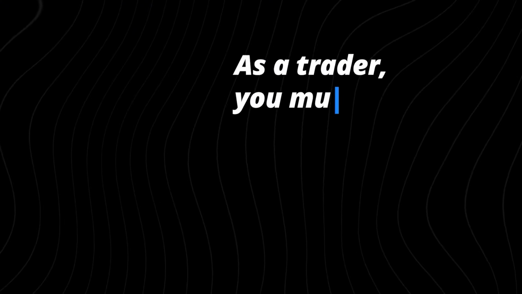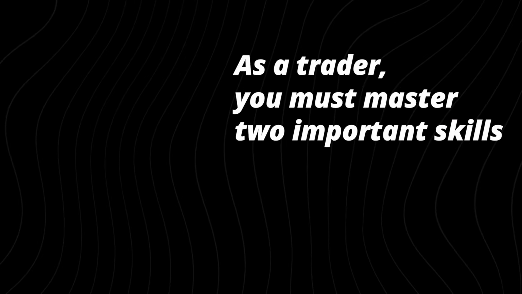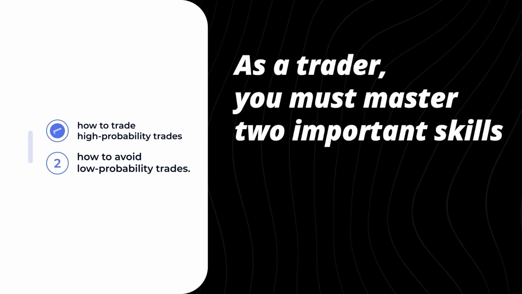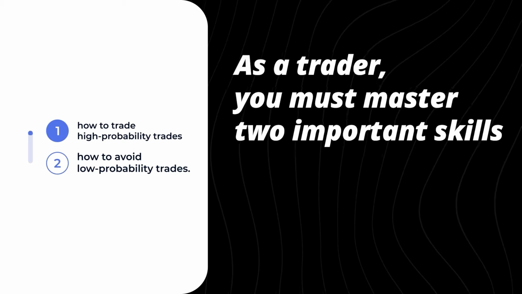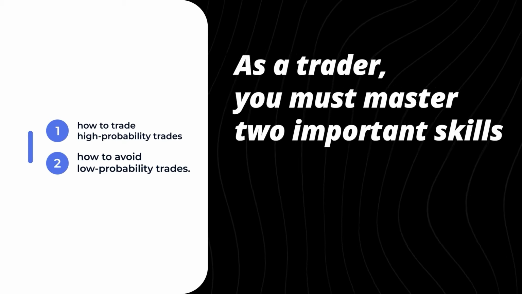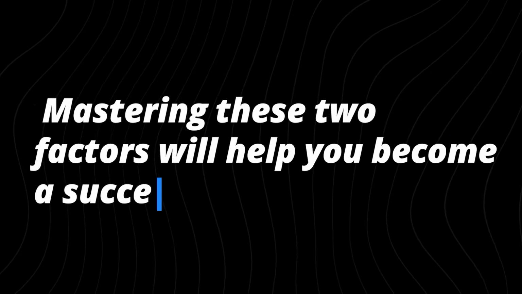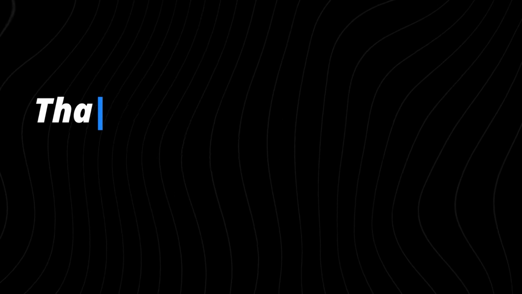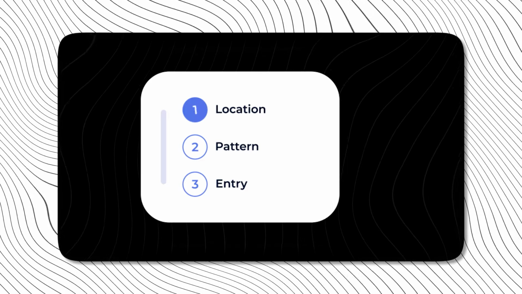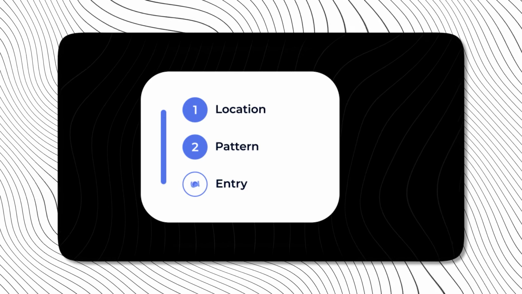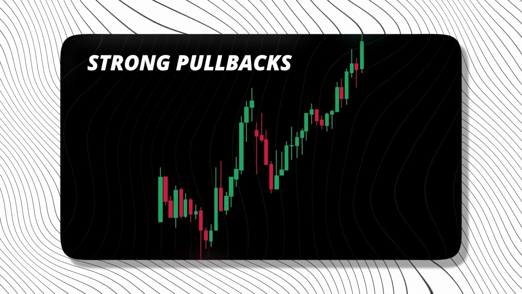As a trader, you must master two important skills. First, how to trade high probability trades, and second, how to avoid low probability trades. Mastering these two factors will help you become a successful trader. That concludes this video. We've presented a 3-step price action approach to assist you capitalize on trending moves.